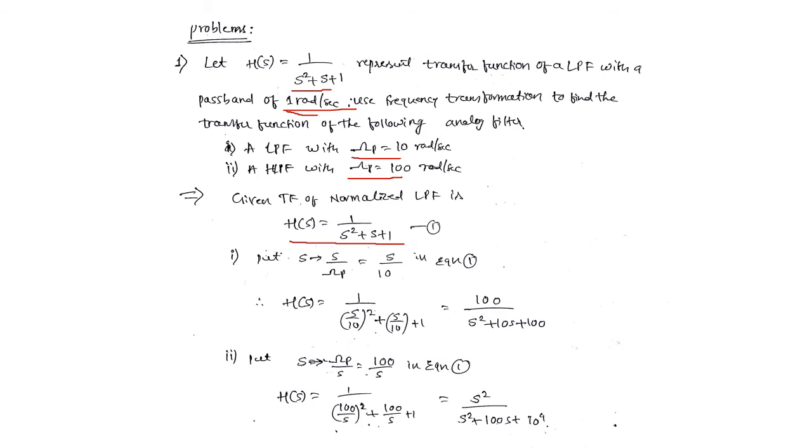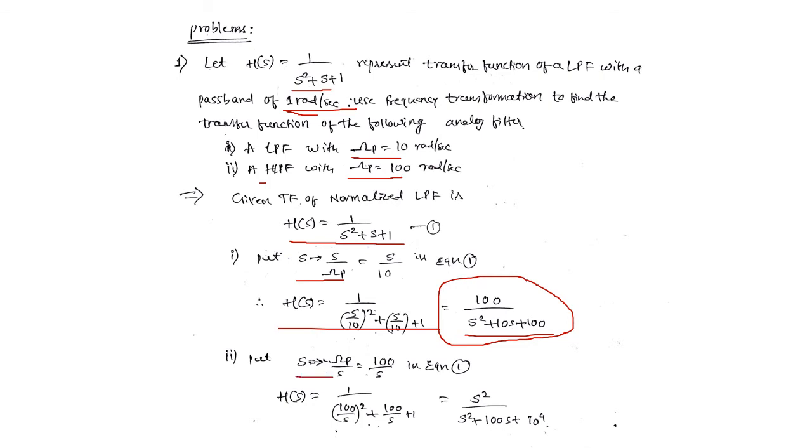In this case, we are supposed to replace s by s divided by omega p, that is s divided by 10 in equation 1. Substitute s equal to s by 10 in this equation and simplify. That is, after simplification, we'll get h of s equal to 100 divided by s square plus 10s plus 100. So this is transfer function of low pass filter with omega p is equal to 10 radians per second. Let us consider the second case, design of high pass filter with omega p equal to 100 radians per second. Refer the table.